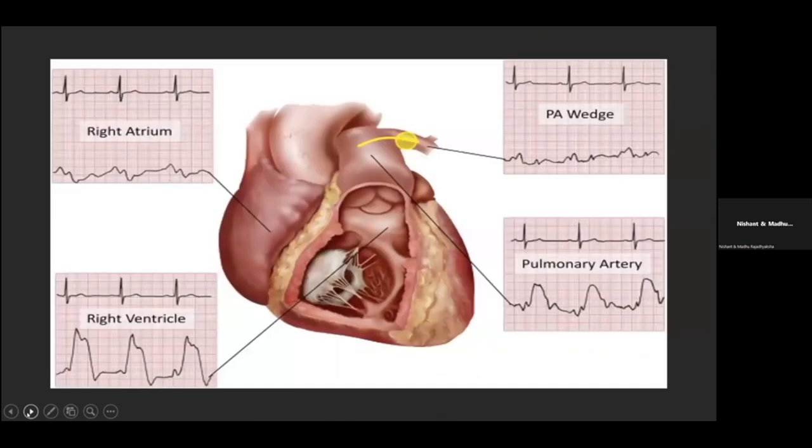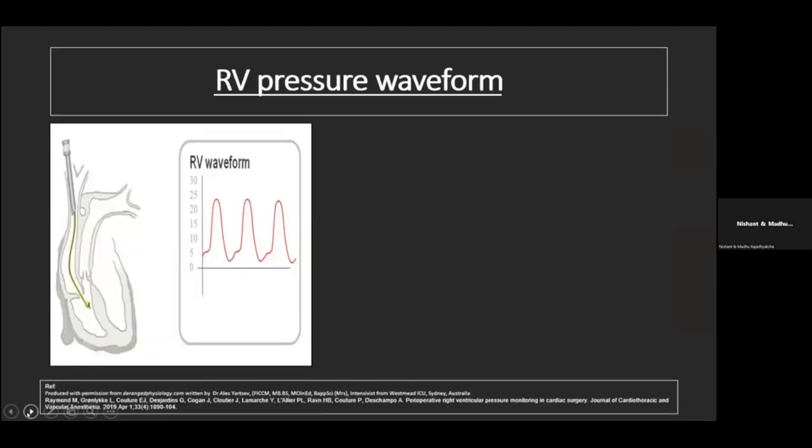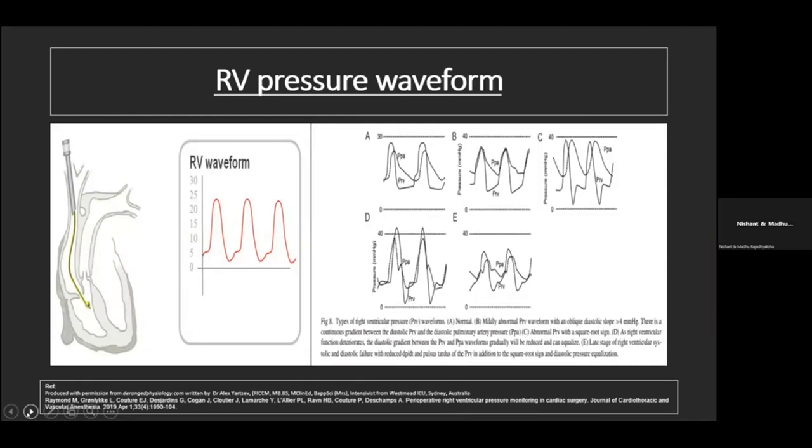As we enter the RA, we get a CVP waveform, which was discussed by the previous speaker. It will usually range between 1 to 6 millimeters of mercury, but this is in the normal individual. As we advance further into the right ventricle, as we descend through the tricuspid valve, there is a rise in the systolic pressure, and the diastolic pressure will remain the same as the ventricle is filled from the right atrium. If we have a pacing catheter or a pace port catheter, we can monitor the right ventricular pressure continuously, as we can see in the second picture.